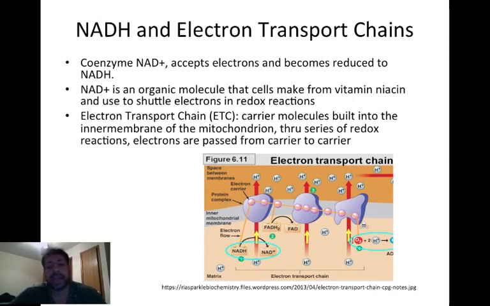flowing, and as electrons flow through the electron transport chain complexes here, not only are we seeing this constant oxidation and reduction of NAD and NADH and FAD and FADH, but as these electrons are going through the electron transport chain, the ETC, you also notice here that we are building a concentration gradient of hydrogens out here in the intermembrane space.